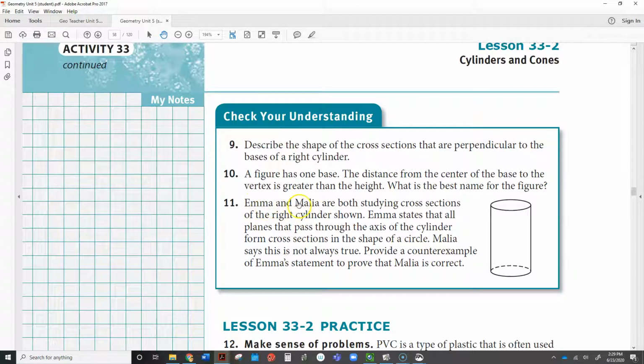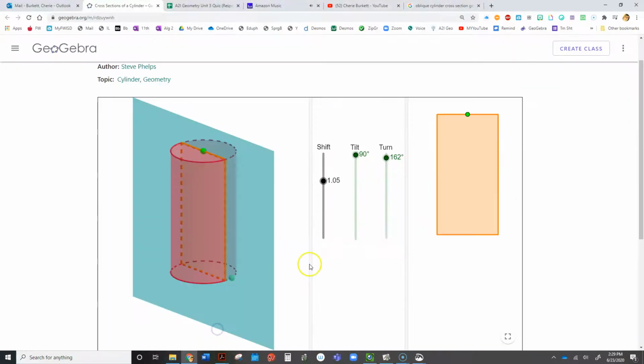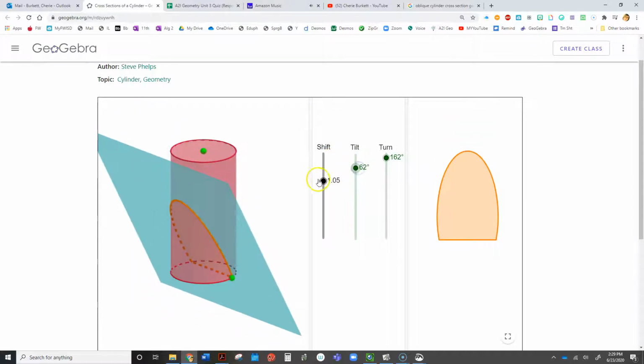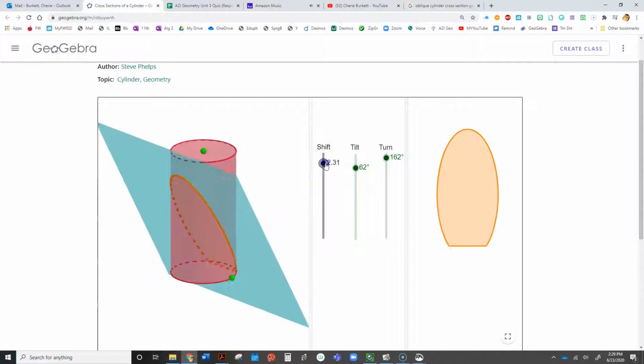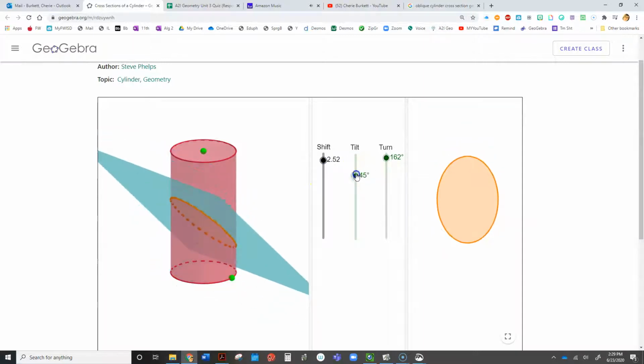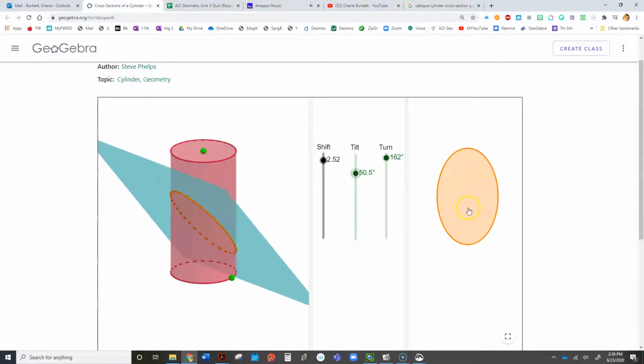Emma and Malia are both studying cross sections of right cylinders. Emma states that all planes that pass through the axis of the cylinder, so in other words, we have to cut it in half, form cross sections in the shape of a circle. Well, it's a good thing that I have this over here. Okay, looks like that is not a circle.